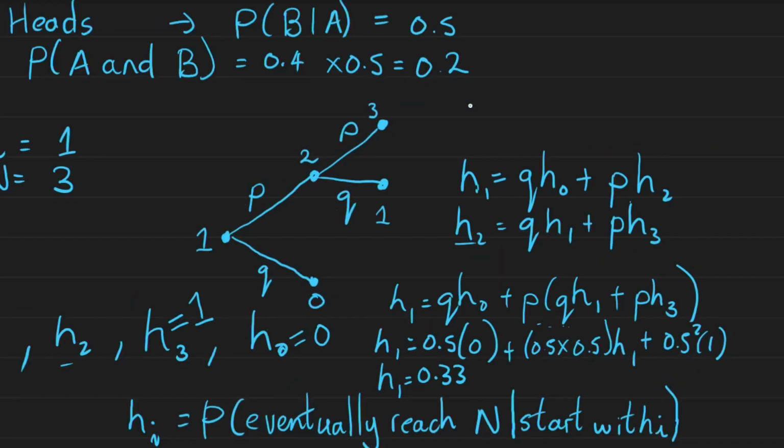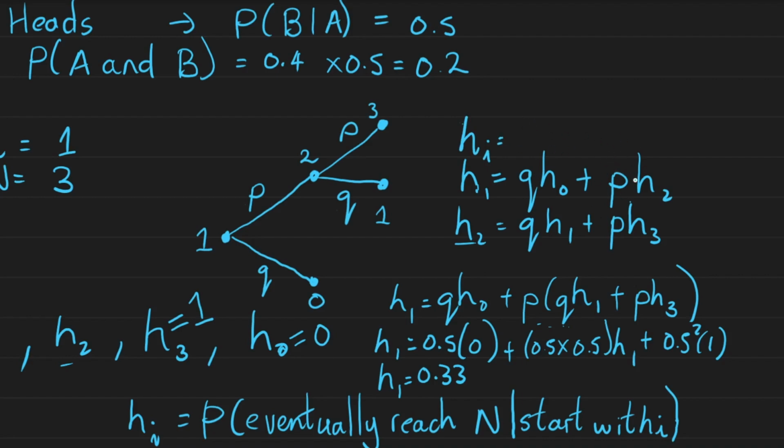So we begin by writing a general expression for Hi. You can see here that H1 is equal to Q times H0 plus P times H2. We explained how these relations come about using the tree diagram. So if we were to generalize this and write it for Hi, we can write it firstly in terms of P and Q.